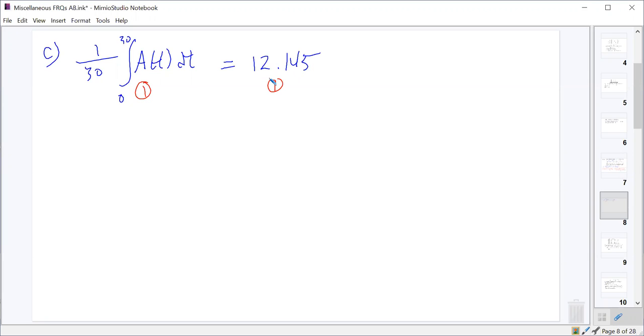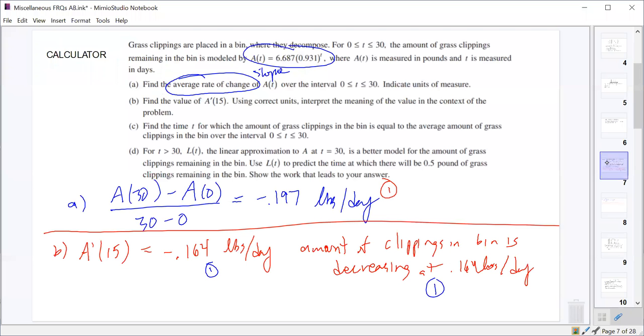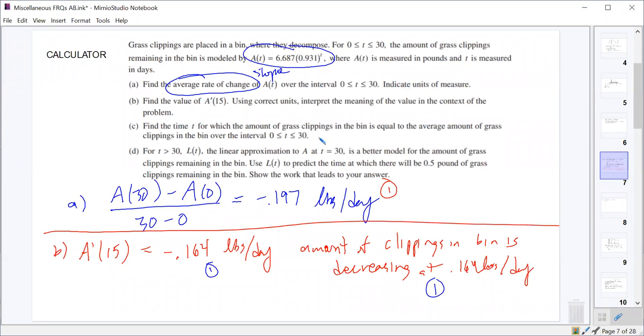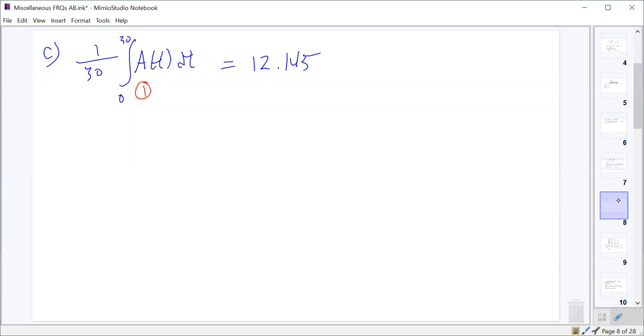Any questions on part C? So that 12 point whatever was the time, or was that? Oh, sorry, that's for the integral. This asked us, what did it ask? It said find the time at which the amount is equal to that. Sorry, that's my fault.